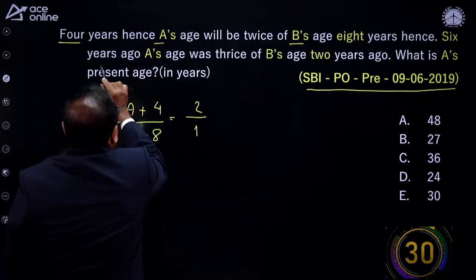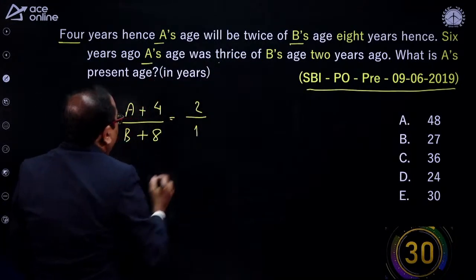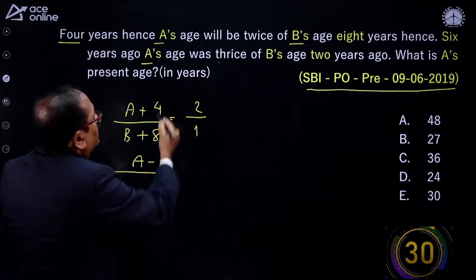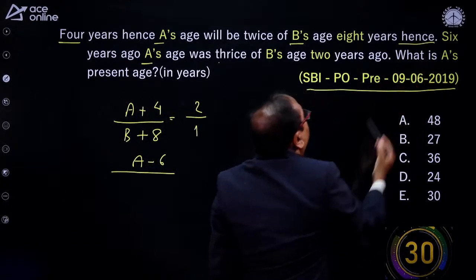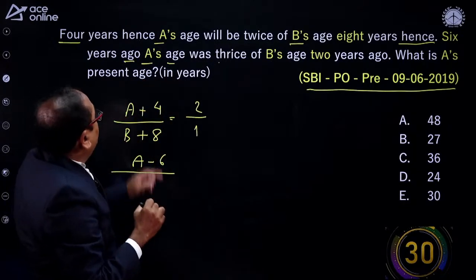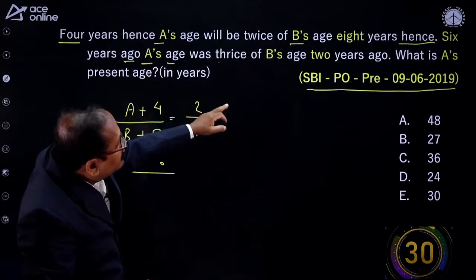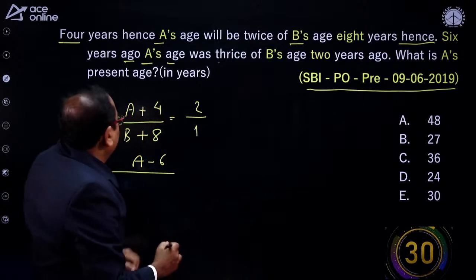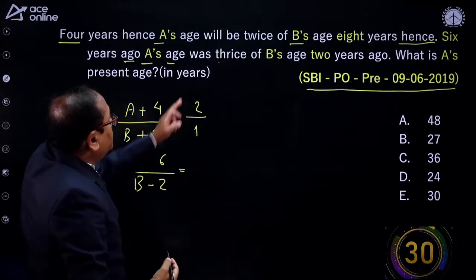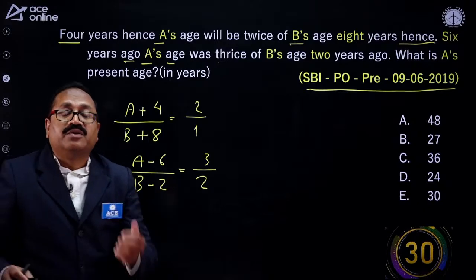The next one says that 6 years ago A's age was, so A minus 6, 6 years ago here. The previous one was years hence. This is ago. Okay. Now, 6 years ago, A's age was thrice of B's age 2 years ago. So, B's age 2 years ago, and 3 times, that is 3 by 2. By solving this equation, I am sure you people will be able to answer the question.